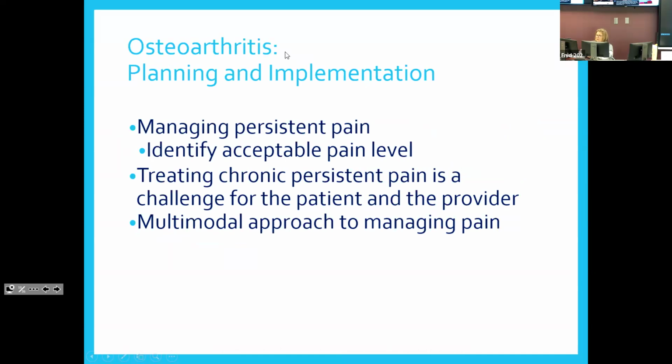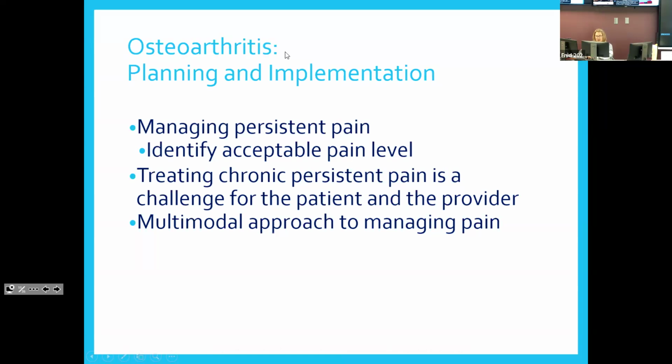You want to address that. So for planning, you would want to talk about managing their persistent pain level. You want to identify with those people what their acceptable pain level is, because one person may say their pain's a 7 and another may say it's a 4, but then you ask the patient, is that an acceptable level for you? And the patient will say, oh yeah, I can handle a 7, it's fine. But then the 4 may be like, oh no, it's the worst, it's terrible.